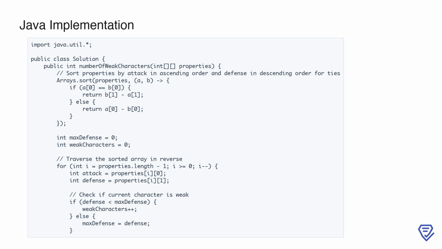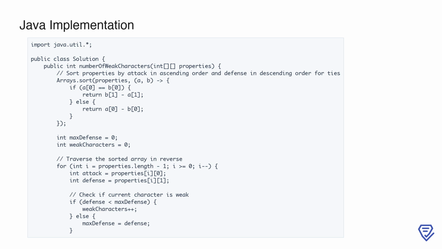We sort by attack in ascending order, and for characters with the same attack value, we sort by defense in descending order. This ensures that characters with the same attack are grouped together, but those with higher defense come first. Sorting in this way helps us efficiently identify weak characters later.